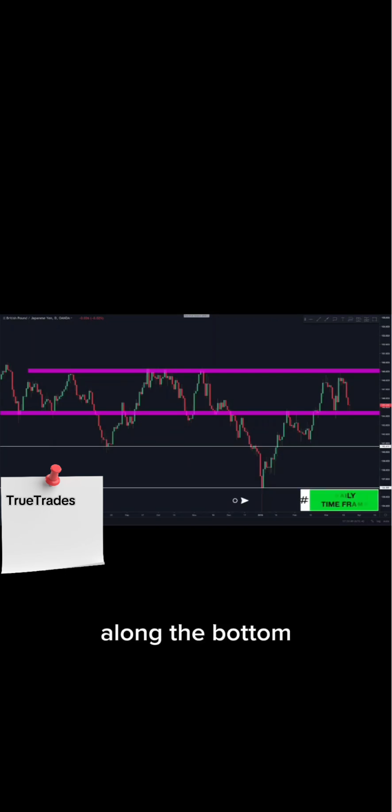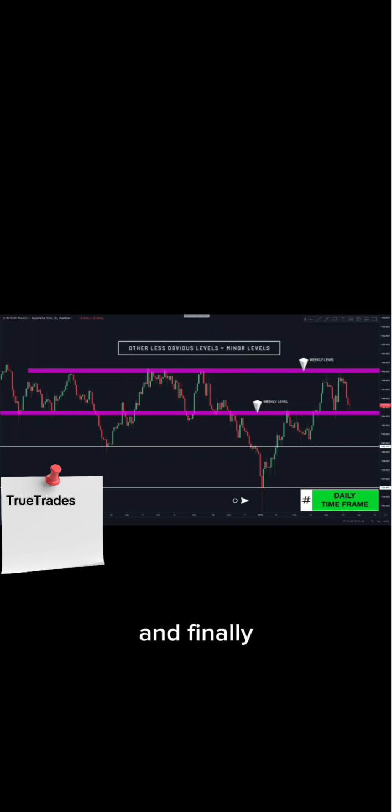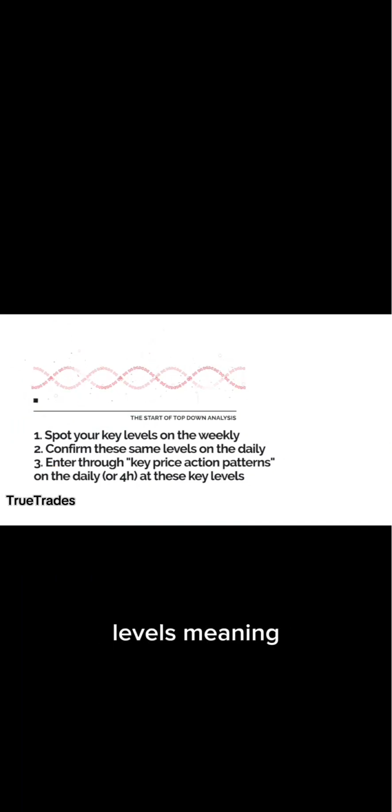Here in the daily, you can now see more clearly where the key levels are that we drew in on the weekly. And now all the other levels you can spot on the daily are minor levels. So again, spot your key levels on the weekly, confirm the same levels on the daily, and then look for price action on the daily for possible trade entries at these levels. We will dive deeper into price action entries in an upcoming video, but right now, focus on identifying your key levels on the weekly and using the daily for confirmation and price action entries.